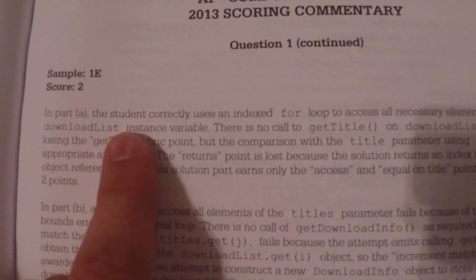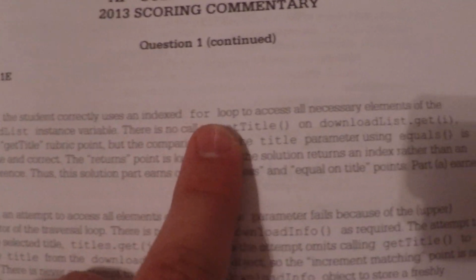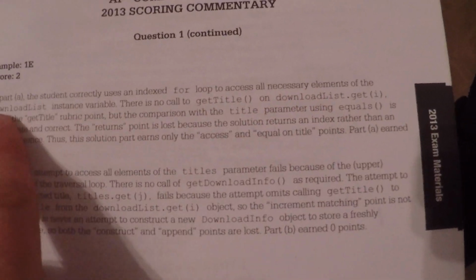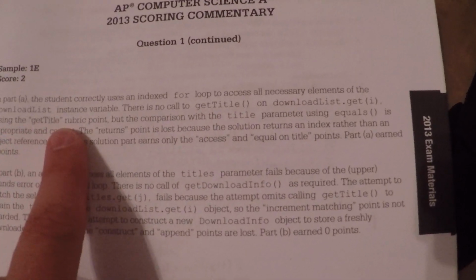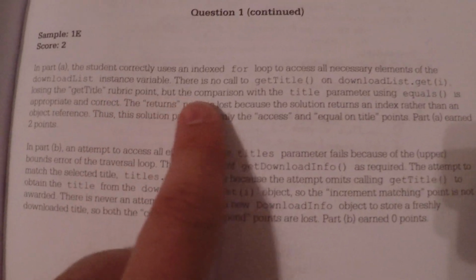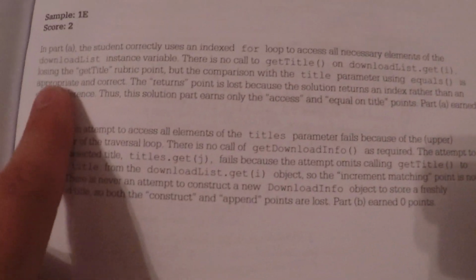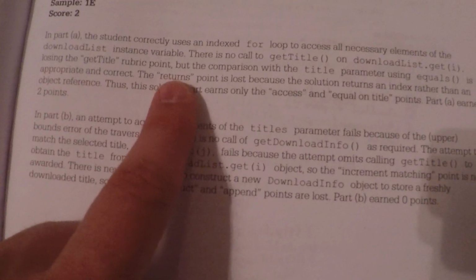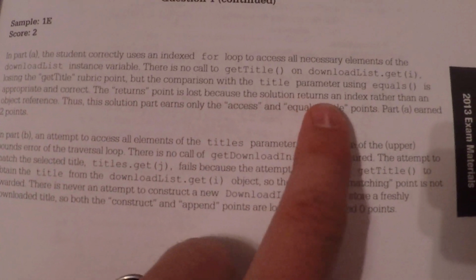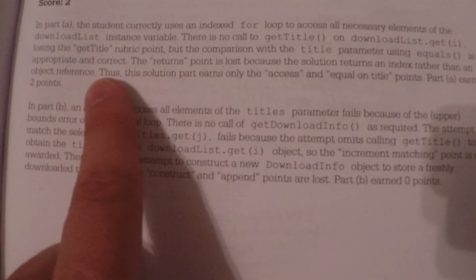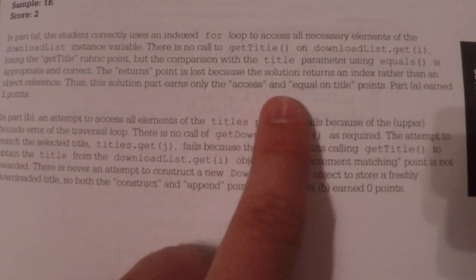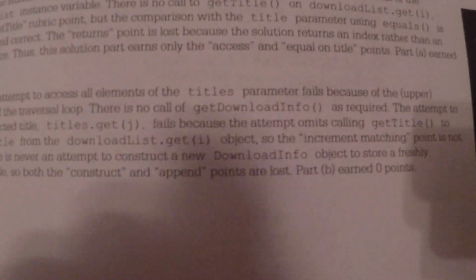In part A, the student correctly used the indexed for loop to access all the elements. There is no call to get title in the download list get i, losing the get title rubric point. But returns the comparison with title using equals is correct. Therefore, the returns point is lost because the solution returns an index rather than an object reference. Thus, the solution part earns only the access and equals title points. Part A earned 2 points.